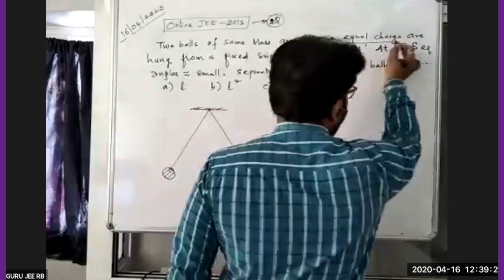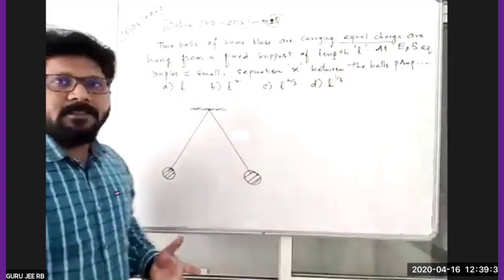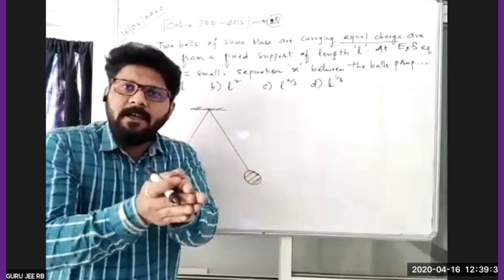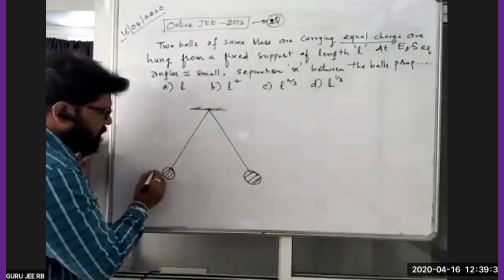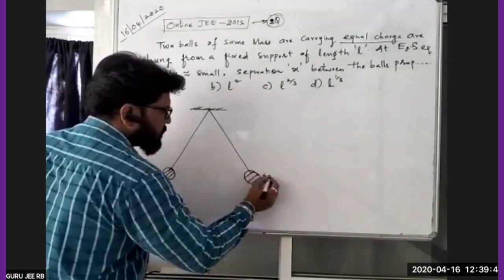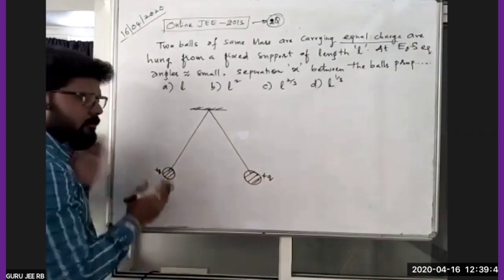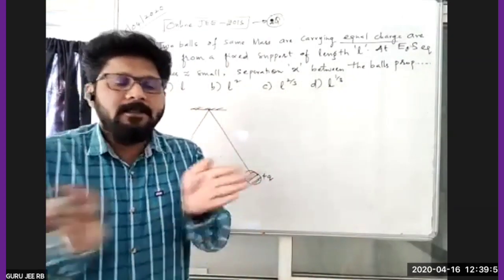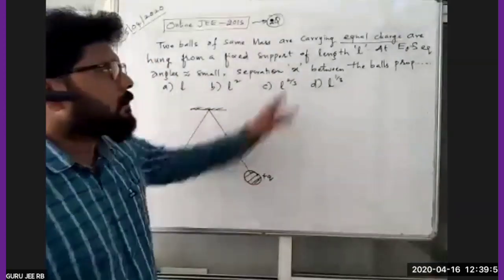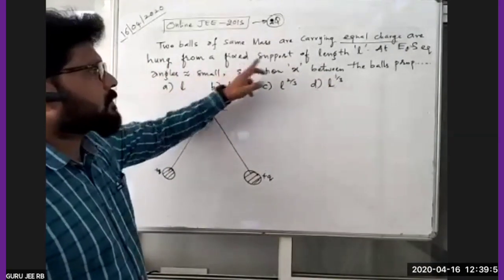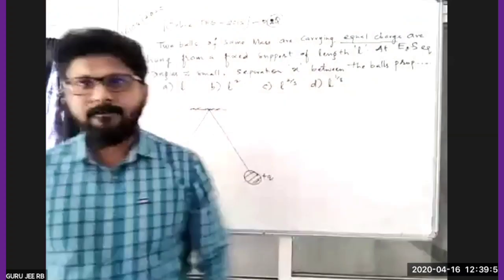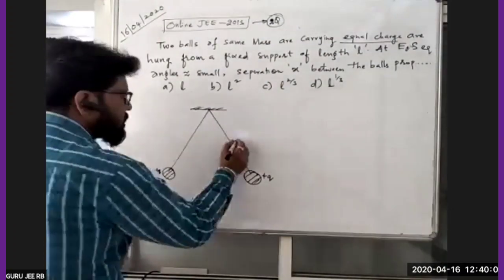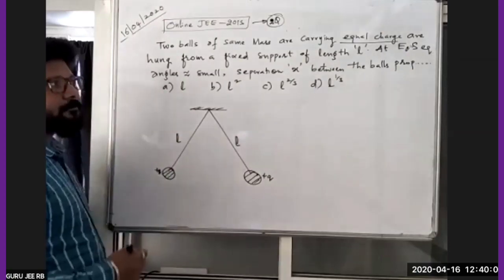Note this point. Equal charges means same charges, same positive charges. They will get repelled. One positive, one negative means they will attract. So I'm taking both positive charges, so they will repel, or you can take negative charge, either one. One positive, one negative we cannot take because they will attract. Right? Equal charges are hung from the fixed support of length L. So length is also same.